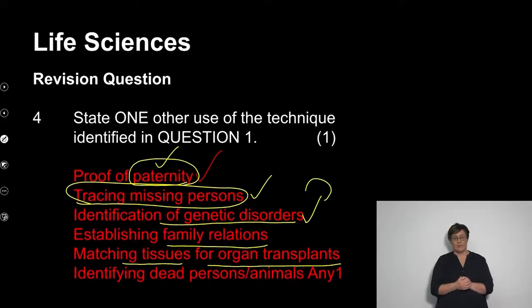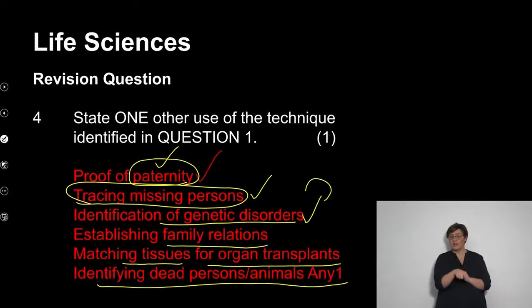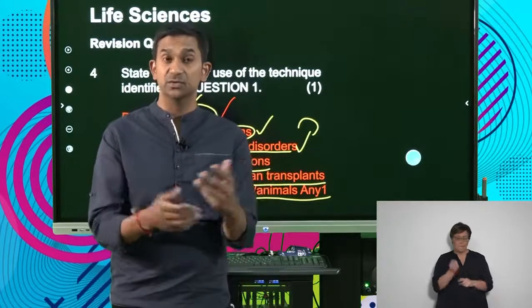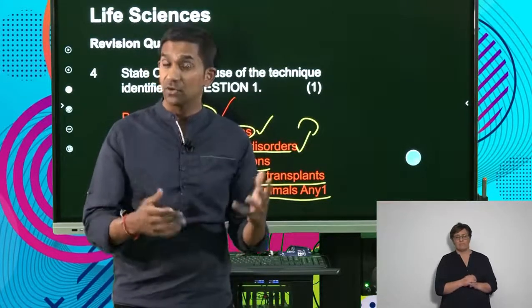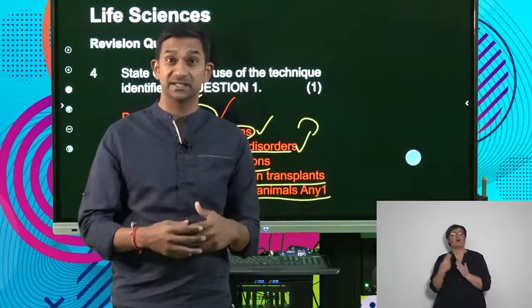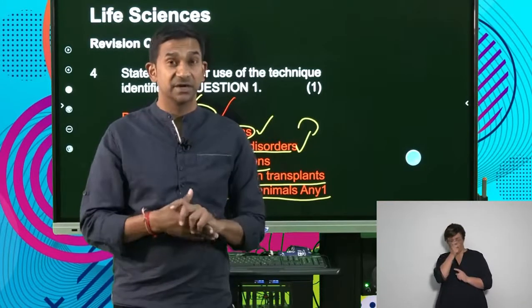And then lastly, identifying dead persons, animals, etc. So as I mentioned earlier on, when a suspect has been found with, for example, a rhino horn, in South Africa, there's a project that has fingerprinted all rhinos around in the country.